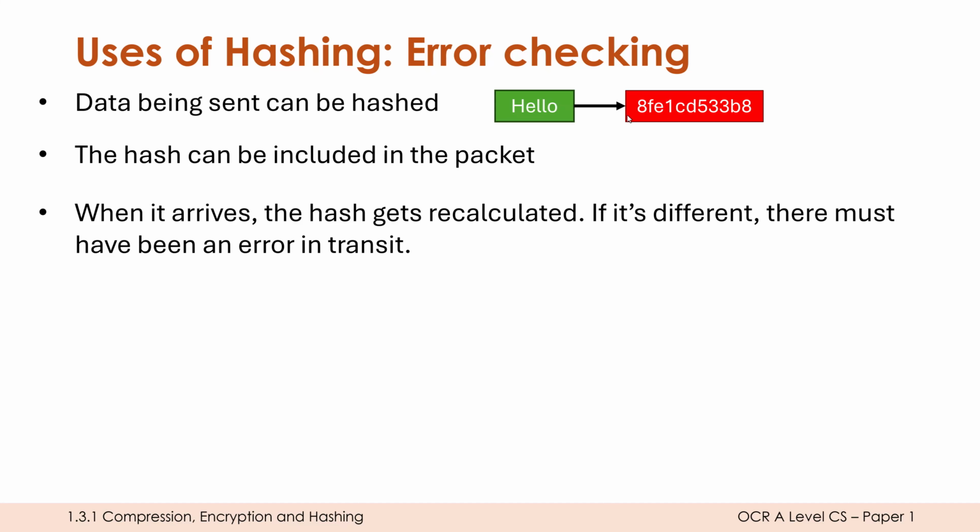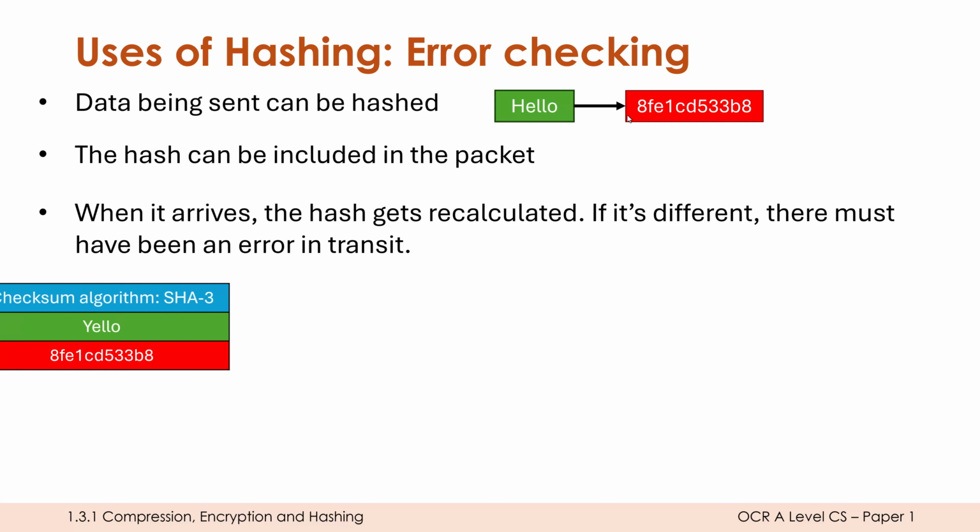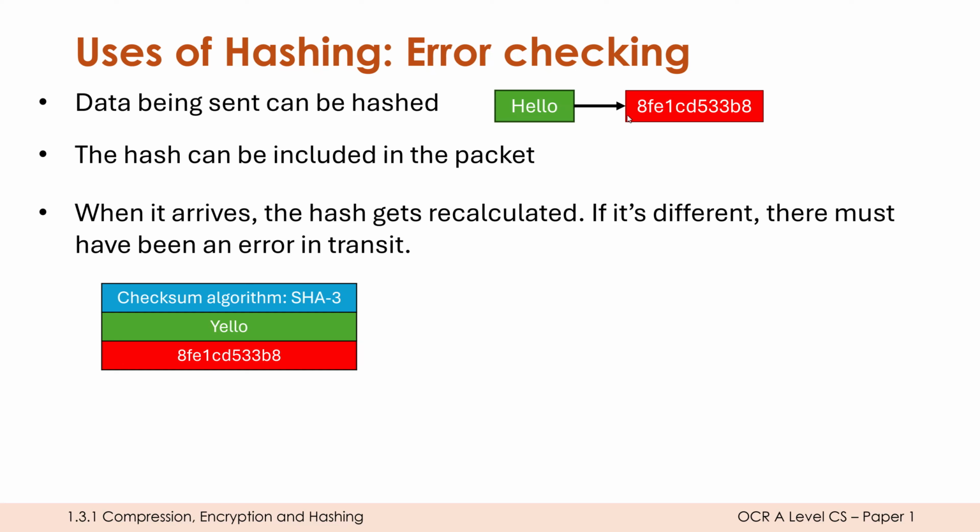When this packet arrives, the hash will get recalculated. And if it's different, there must have been an error in transit. So how does this work in practice? Well, my packet has arrived. Here it is. I'm now the receiving device. Well, I can only see this packet. I know it's used SHA-3. I can see the message is yellow, and I can see the hash value here. I'm going to recalculate the hash using SHA-3. So I find the hash of yellow using SHA-3, which is this.